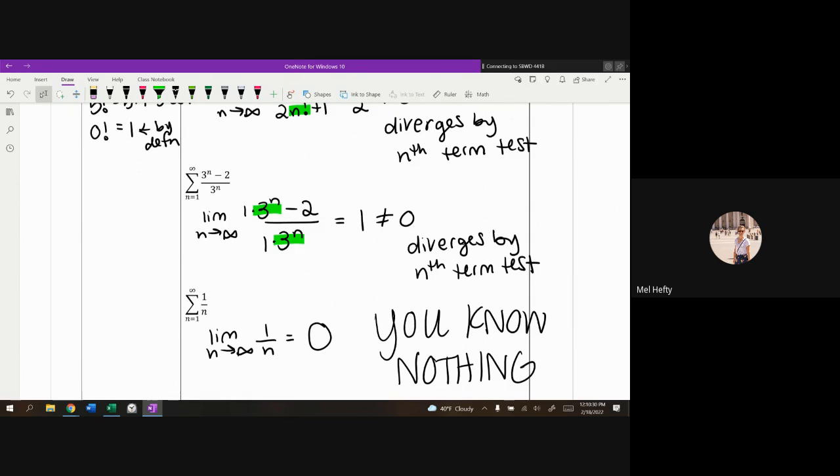You know nothing. So if this test fails, you're going to have a heck ton of other choices to use. So if it looked like geometric, you could do geometric. There's something called a limit comparison test, ratio test, direct comparison test, root test. What else do we got? Alternating series test.